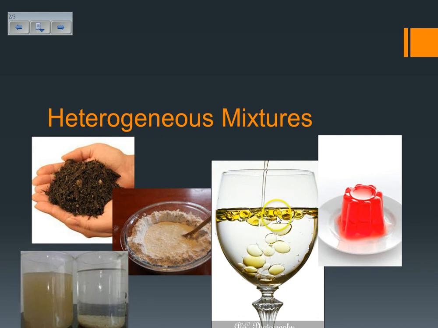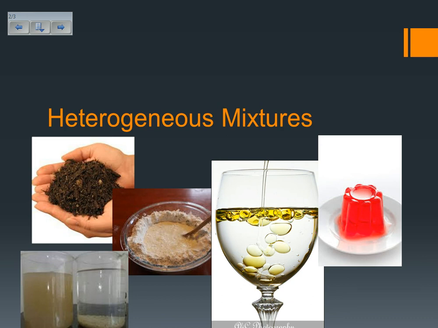Here we're separating them based on density. Here we're allowing them to filter. One goes through the filter paper. The sand here stays on top. So we're looking at the fact that one's a liquid and one's a solid. So any of these mixtures are separated by their differences in physical properties.